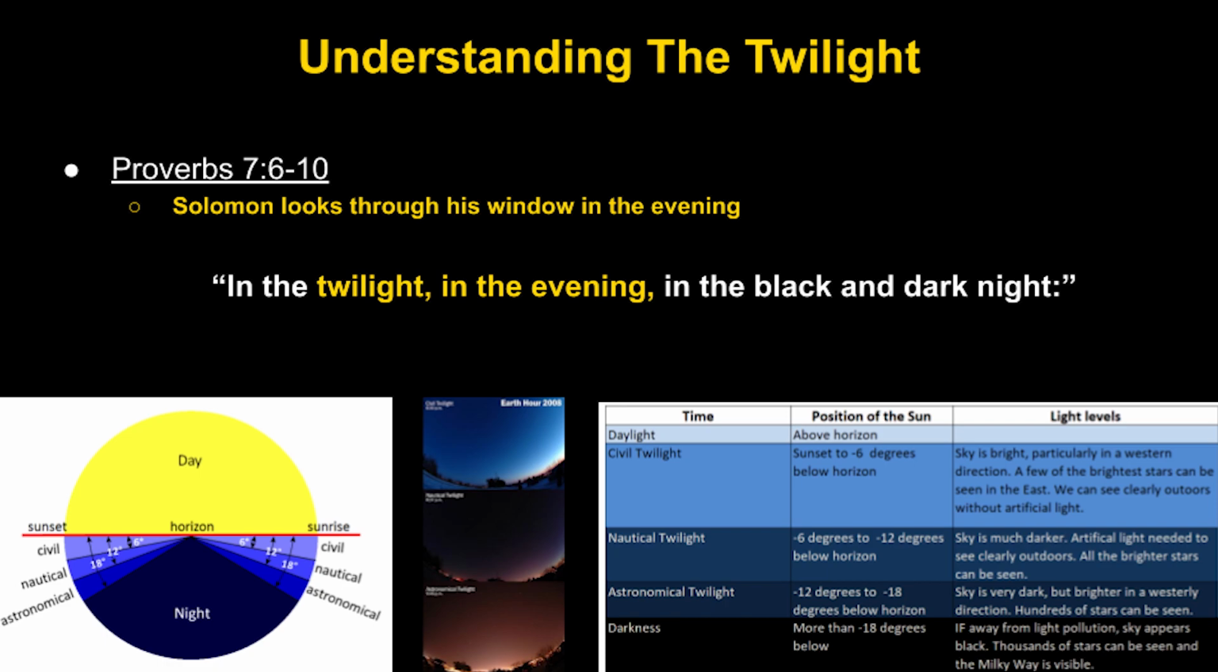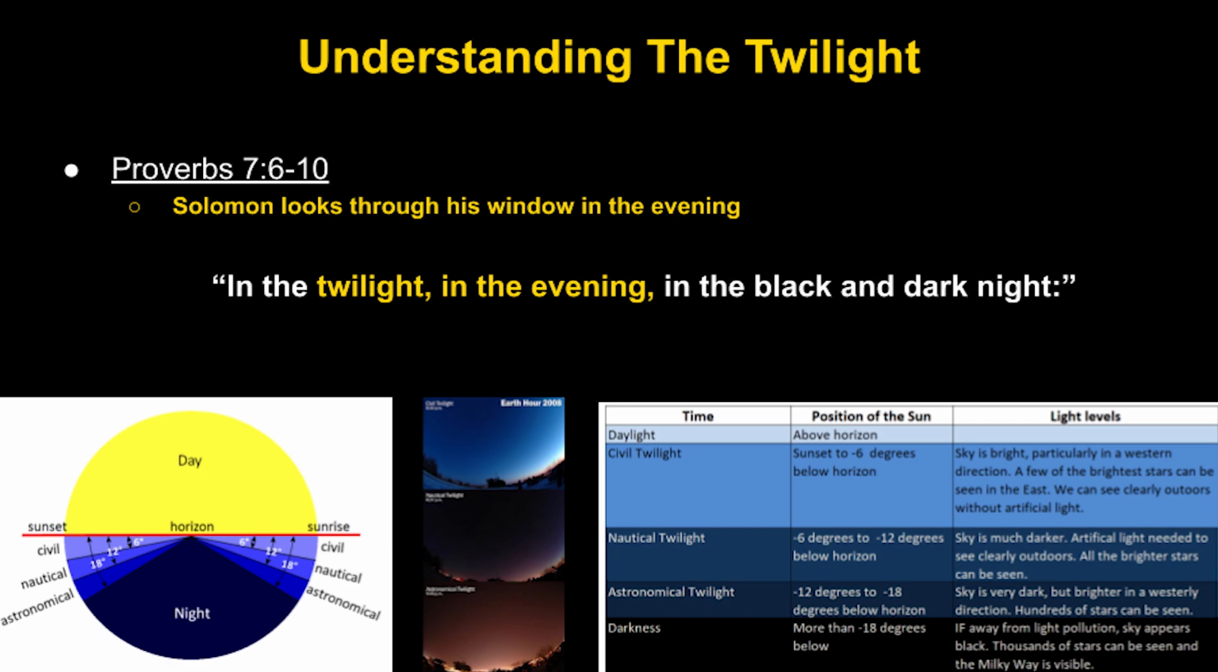"I discerned among the youths a young man void of understanding, passing through the street near her corner. And he went the way to her house. In the twilight, in the evening, in the black and dark night." So Solomon is giving you a time mark of when he's looking out of the window. He's able to see a young man through his casement in the twilight, in the evening, in the black and dark night. And behold, again, meaning see, to look at.